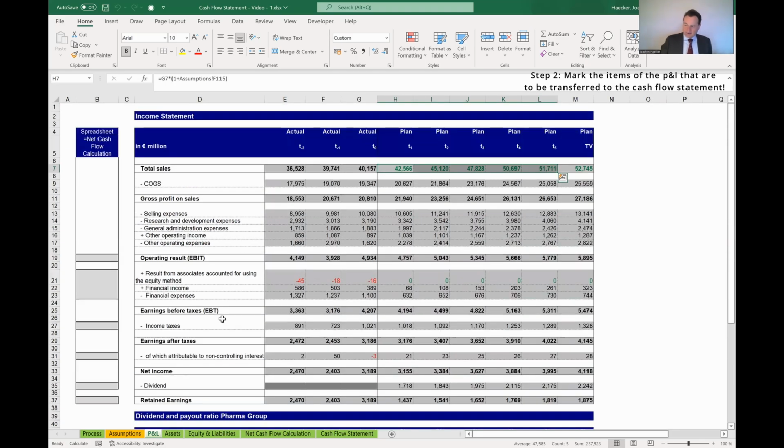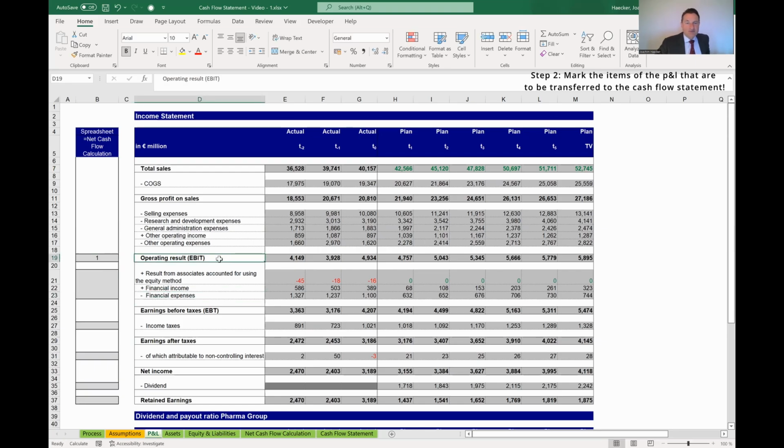Step number 2, select the positions in the profit and loss account that need to be implemented into the cash flow statement. Well, we started with total sales. We subtracted the cost of goods sold. We subtracted the selling expenses as well as R&D. We subtracted the G&A. And then any income position needs to be added. Any expenses position needs to be subtracted. So this leads us to the earnings before interest and taxes. This is our basis for our calculation.